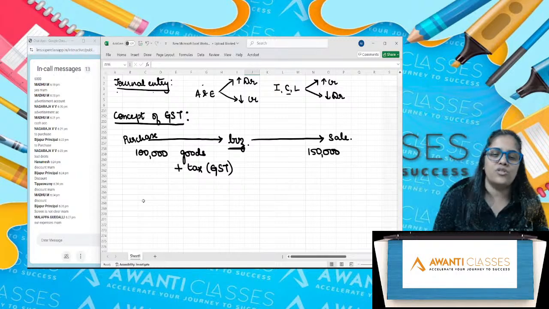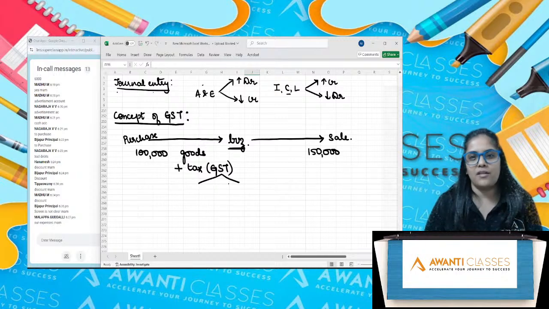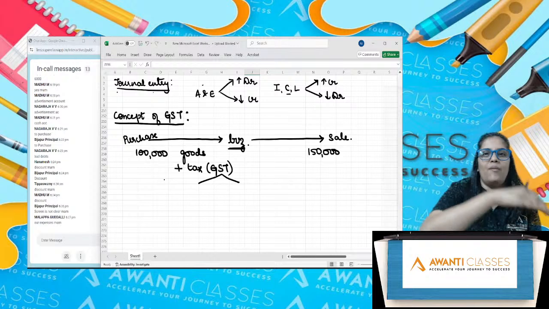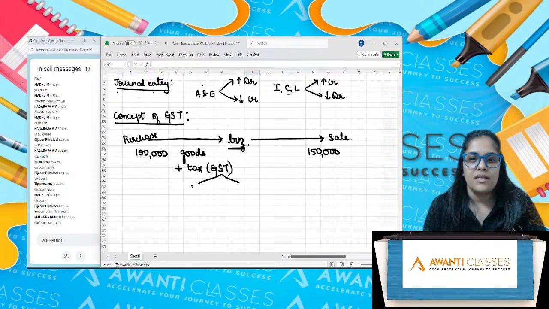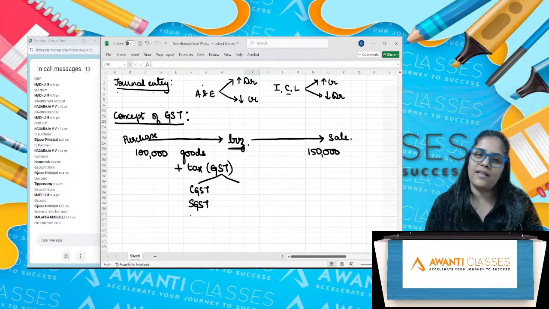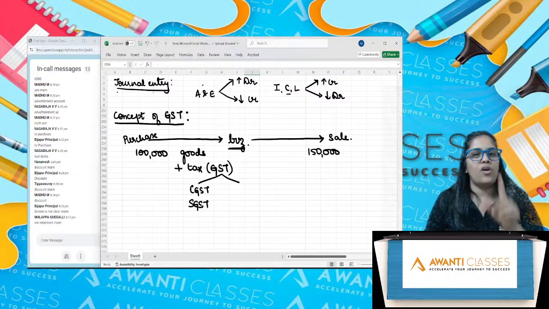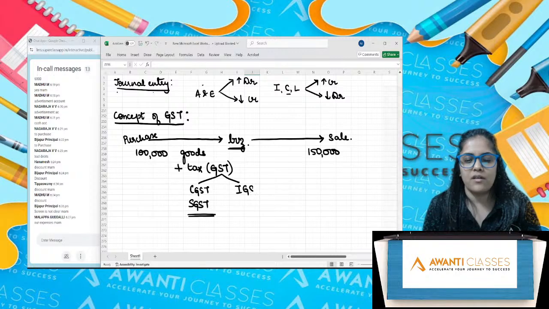Okay, this GST is of two types. First you must tell, did you purchase from within Karnataka or from outside Karnataka? Okay, if you purchase within Karnataka, you must pay two types of tax, CGST and SGST, Central Goods and Service Tax and State Goods and Service Tax. And if you purchase from outside Karnataka, then you have to pay only one tax. Okay, first we will focus on this.